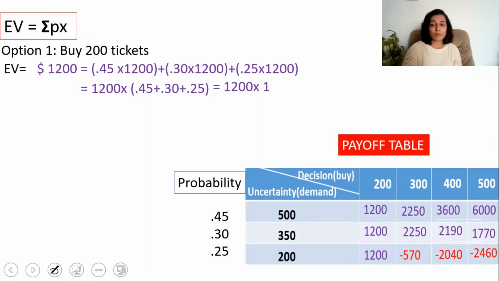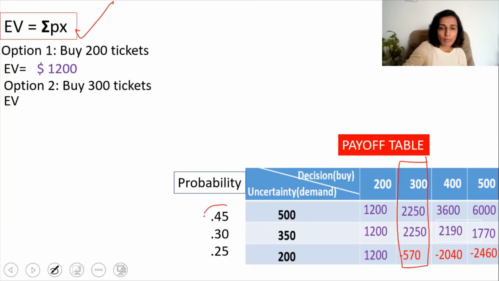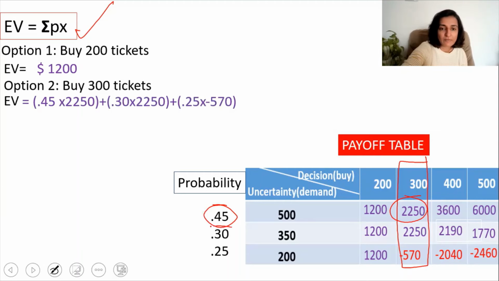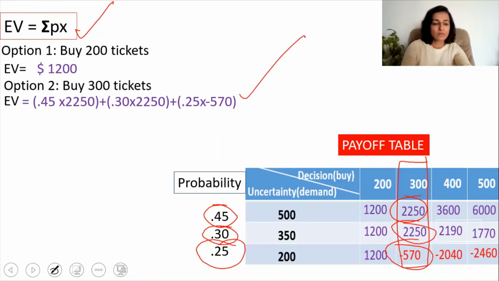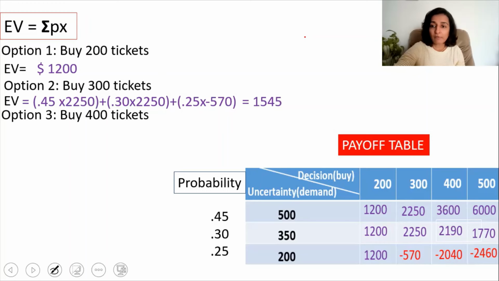Now coming to the second option, buy 300 tickets. So all eyes on this column. So the formula of EV is sigma px. So expected value is equal to 0.45 into 2,250 plus 0.3 into 2,250 plus 0.25 into negative 570. So that's what is written here. So the expected value for the second option is $1,545.